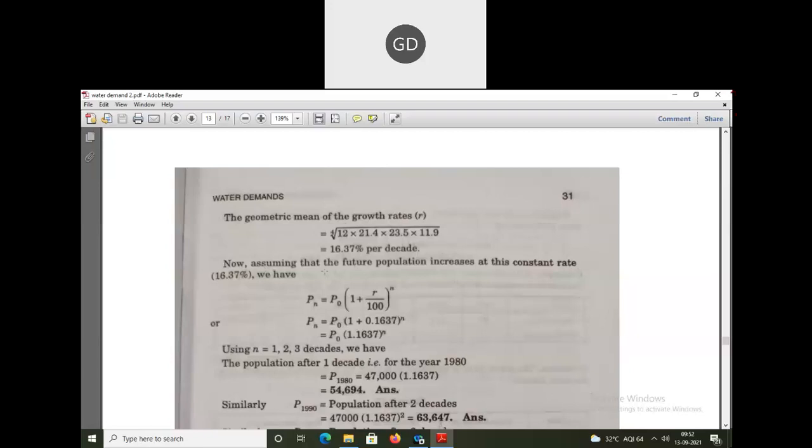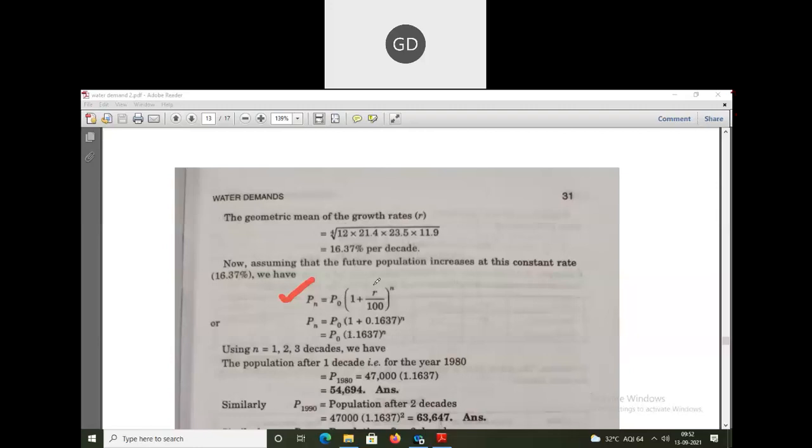Let us see how they have solved. Here, this was the formula for the geometric increase method. Now, P naught: we don't have the value of P naught. Sorry, P naught we have, in the question, in the table; that is the initial population we already got. After that we will solve. How will we solve?